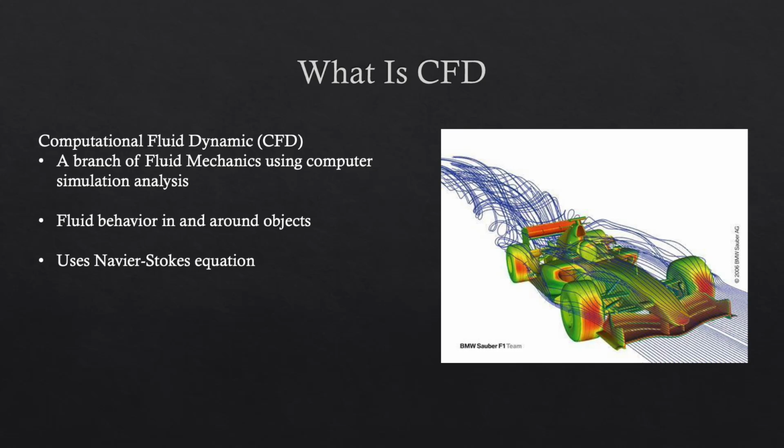CFD is built on the Navier-Stokes equations, which describe fluid motion by considering properties like velocity, pressure, and temperature. These equations are incredibly complex, so solving them by hand is almost impossible for real-world scenarios. That's where CFD software comes in. By leveraging computational power, we can predict how fluids interact with surfaces and optimize designs before physical testing even begins. For engineers, this means faster innovation and more efficient solutions.